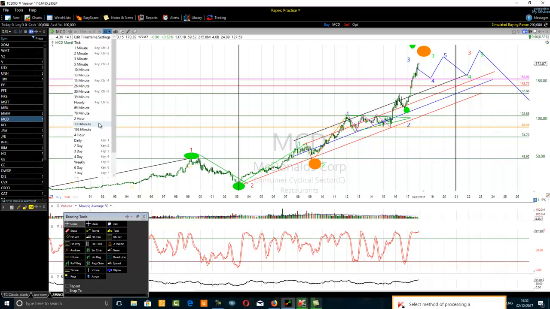After that, you will implement your top-down trading method, quarterly chart, weekly chart, or 3-day chart for the signal, and then the 4-hour time frame or 2-hour time frame for the entry.